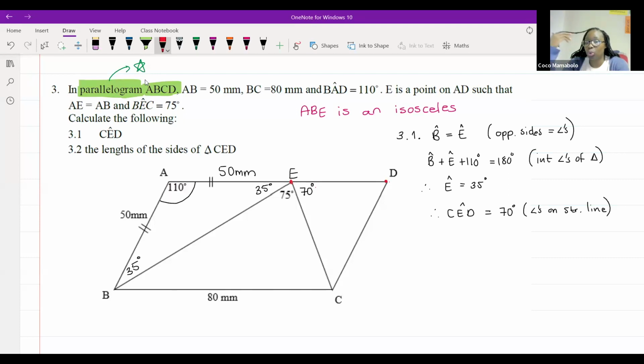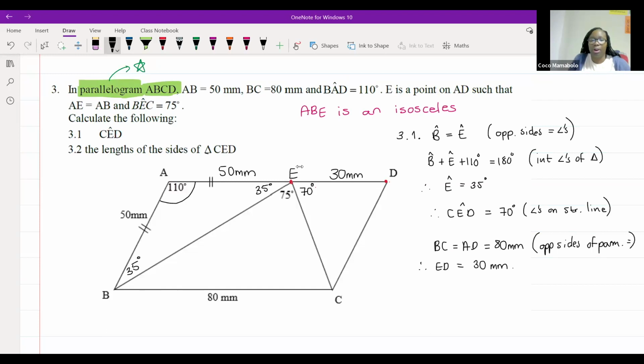Remember, we've been told that this is a parallelogram. So BC is equal to what other side? To AD, which is equal to 80 millimeters. They're both equal to 80 millimeters. And my reason there is because opposite sides of a parallelogram are equal. Therefore, ED would be equal to 30 millimeters. That's the nice, easy part.